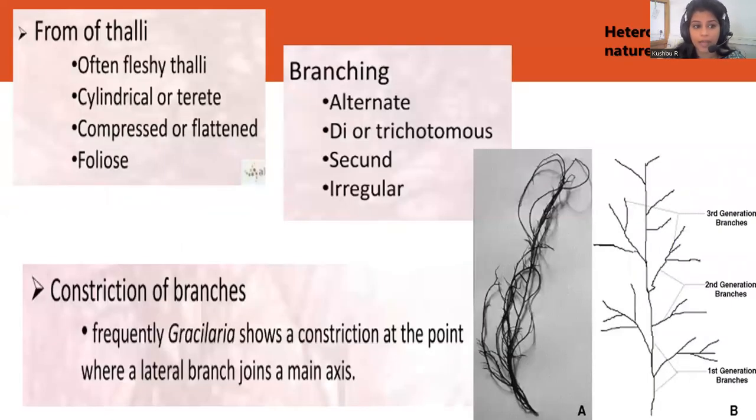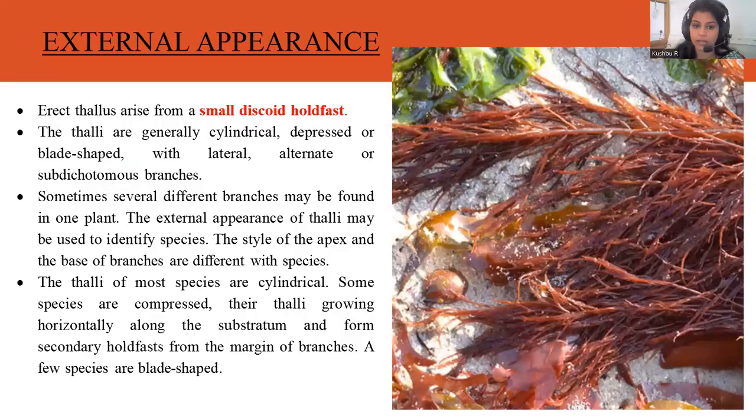To speak about the thalli, it is believed to be cylindrical or terete. It is highly branched, foliose, which spreads and grows, showing alternate branching, and it is believed to be fleshy. It has a prominent main axis, and it has several secondary and tertiary generation branches around it.